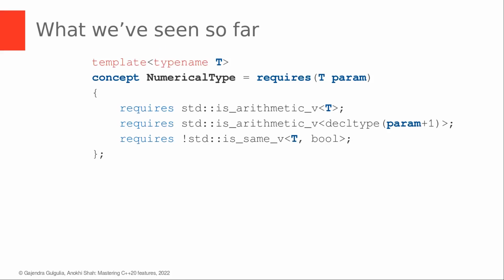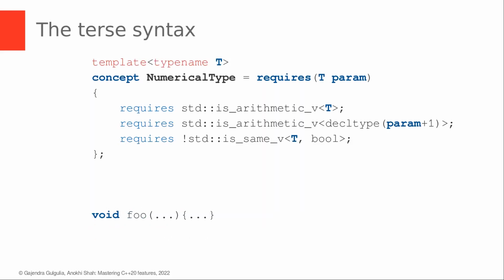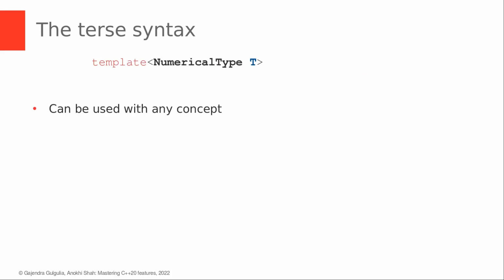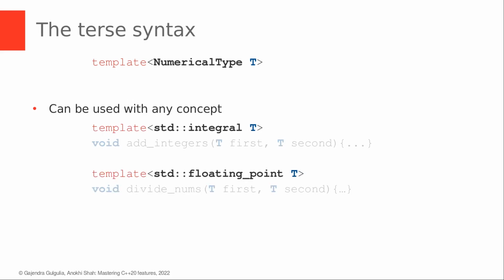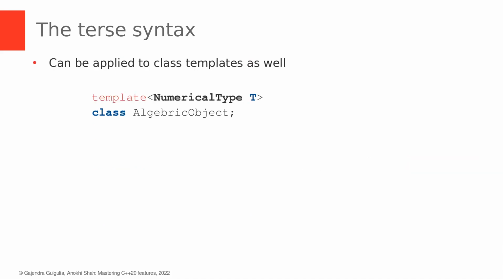So far, we mostly defined a named concept and used it to constrain the template parameter with the requires clause. But with the terse syntax, we don't even need to use the requires clause. The constraint can be directly applied to the template parameter within the angle brackets and used in place of the typename keyword. Terse syntax can be used with our handcrafted concepts and with the standard concepts alike. And I've shown examples in generic functions, but it can also be used with class templates as well.